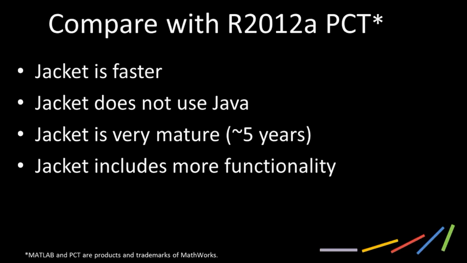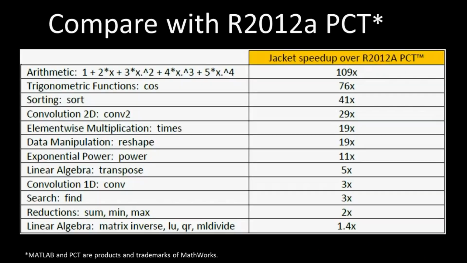Jacket is much more mature than the Parallel Computing Toolbox. We've been around more than 5 years now doing GPU computing. The Parallel Computing Toolbox didn't start GPU until 2010, and Jacket includes much more functionality, so you can do many, many more functions with Jacket than you can with the Parallel Computing Toolbox.